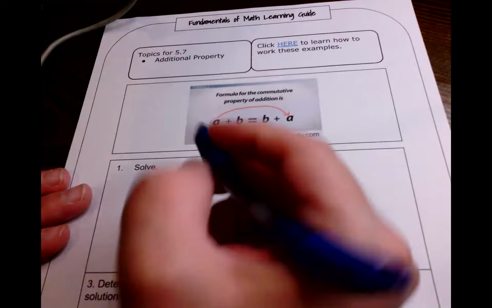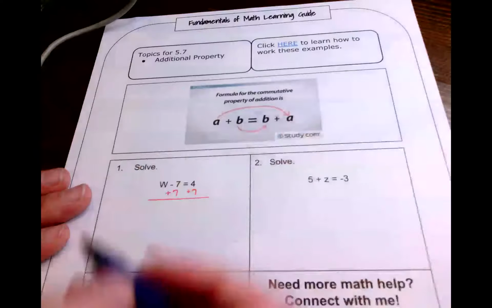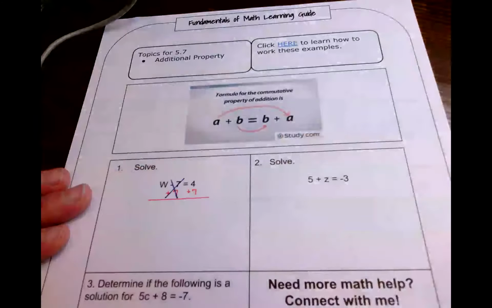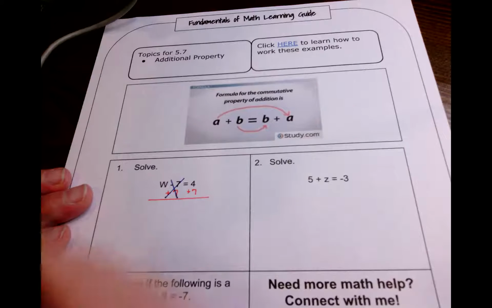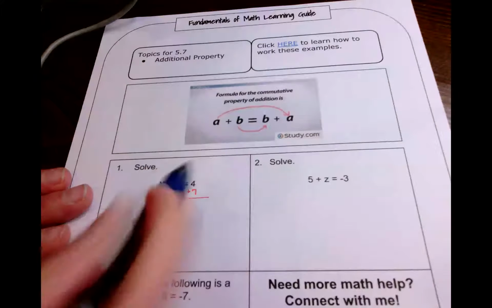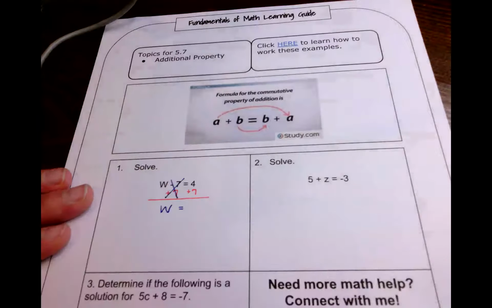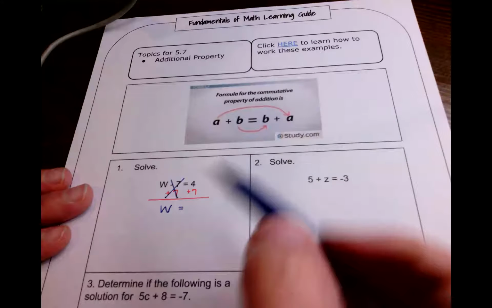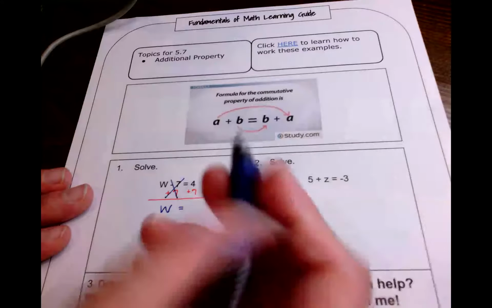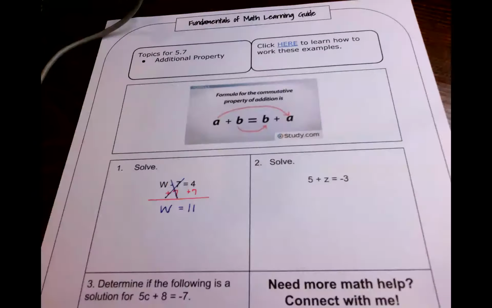Now, minus 7 plus 7 cancel each other out. That's like me taking $7 from you, but giving $7 back to you. We end up with 0 there. And then we have nothing happening to the w anymore. That was the whole goal of what we were doing. We wanted to get everything away from that w. And then we have 4 plus 7, which gives me 11.